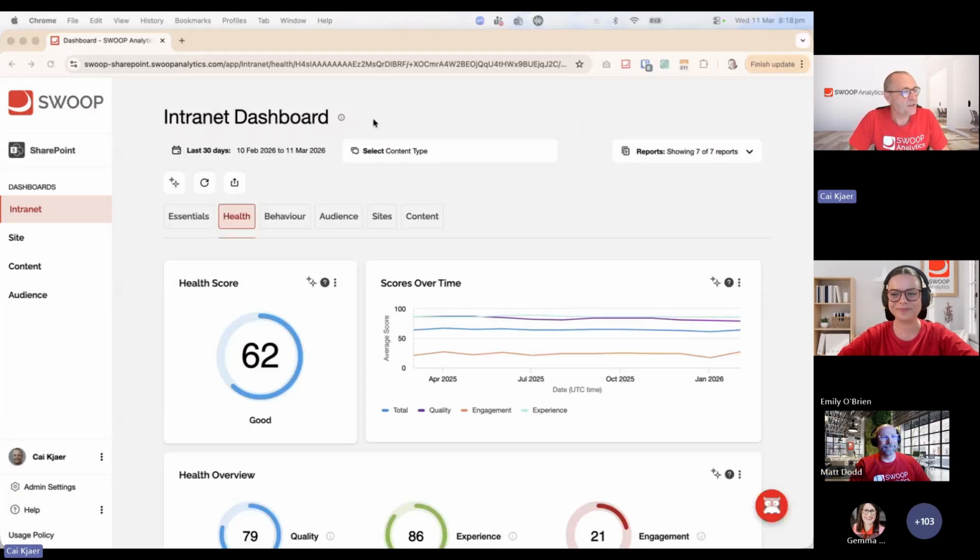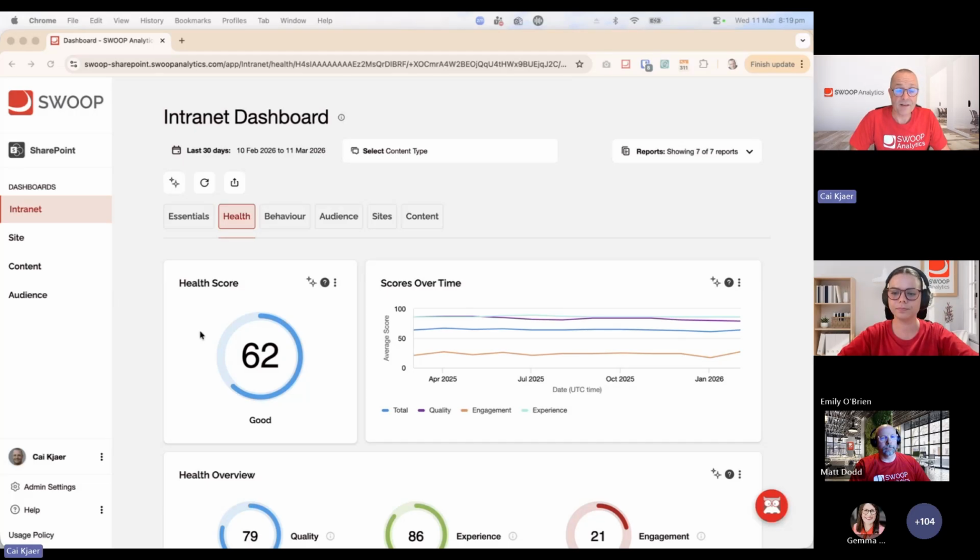So this is SWOOP for SharePoint, and as Emily talked about, there's a health score. And ours is 62. That's pretty good. It's not spectacular, but it's pretty good. But there are elements of this health score that take into account things like spelling mistakes, which AI doesn't really care about as much. So you can't just use the health score to assess AI readiness.